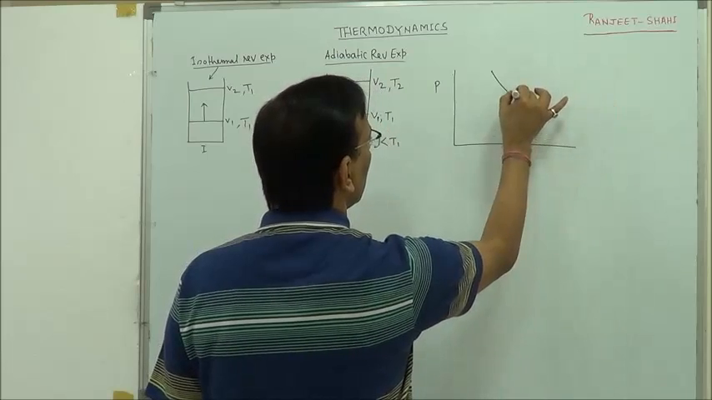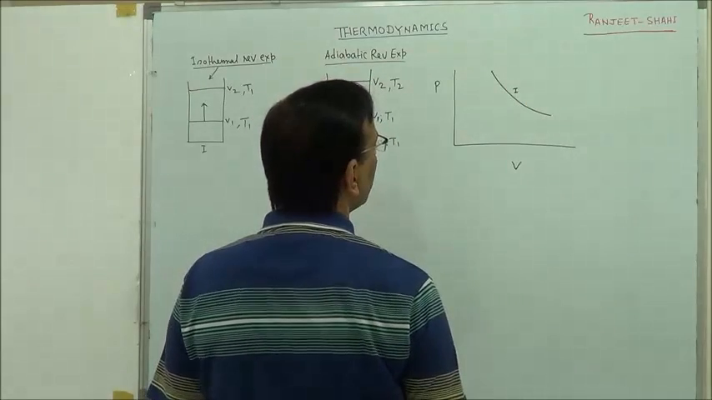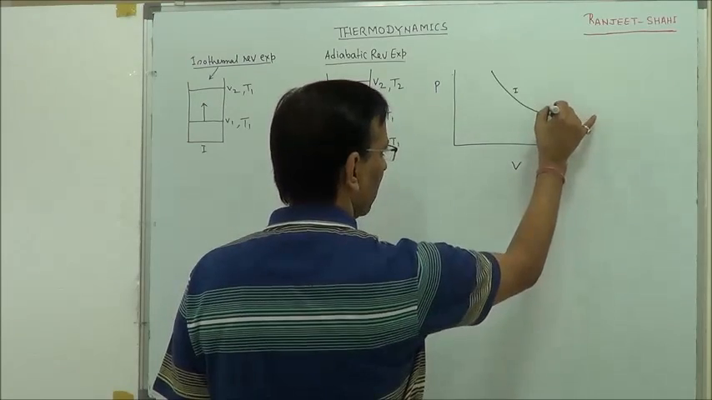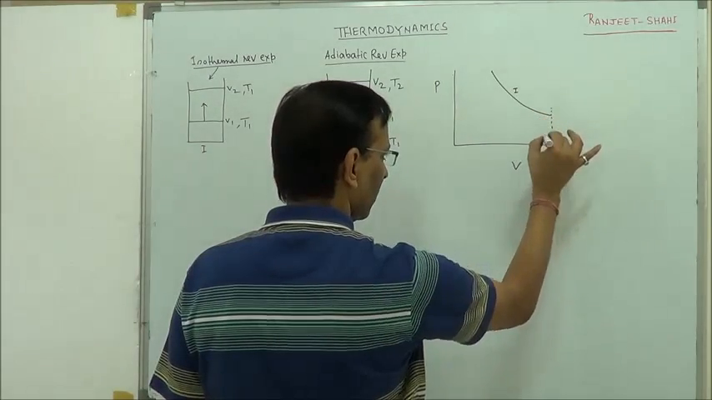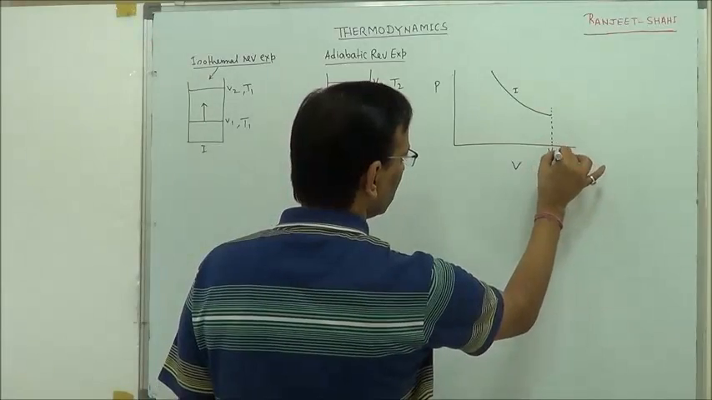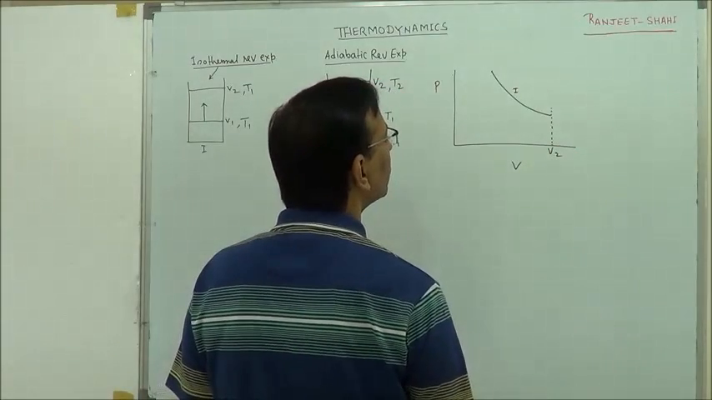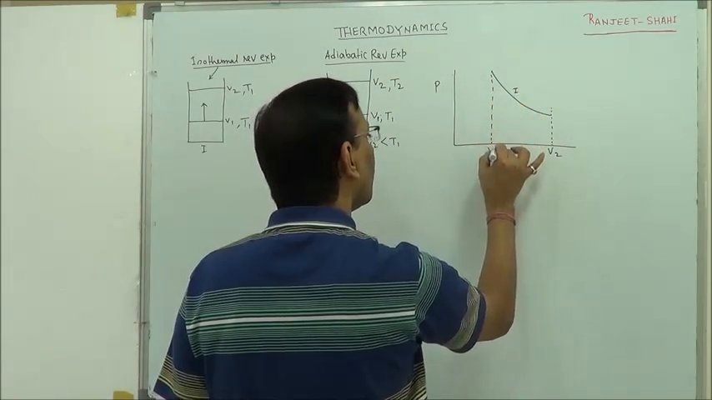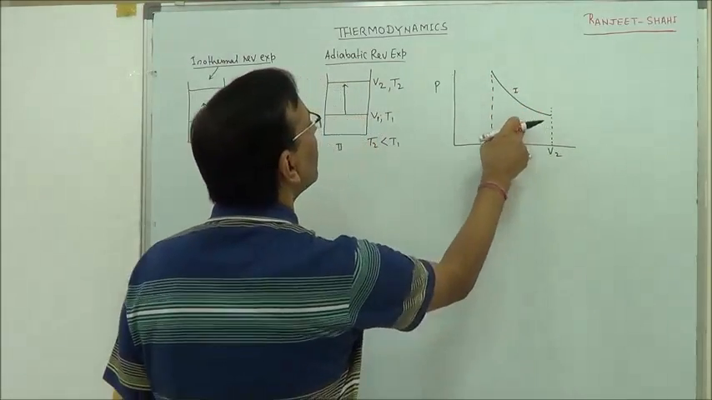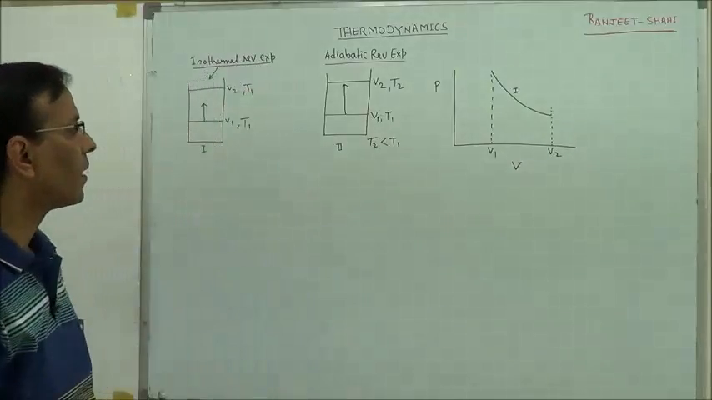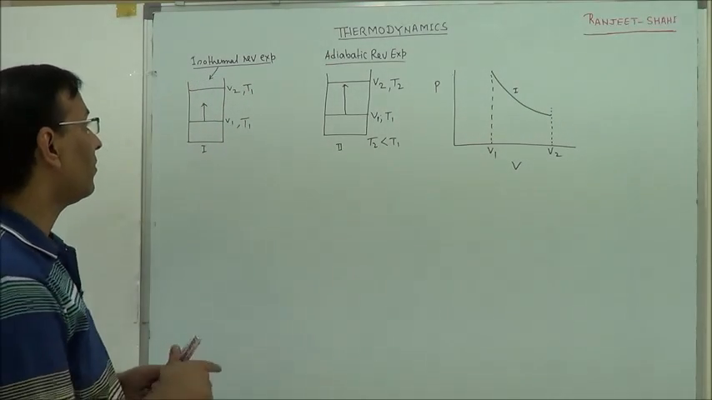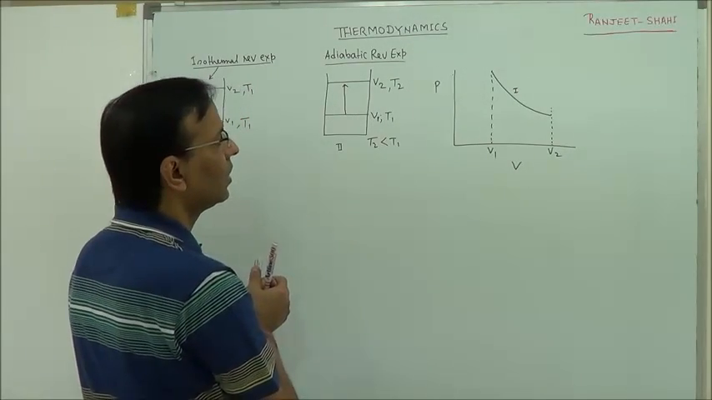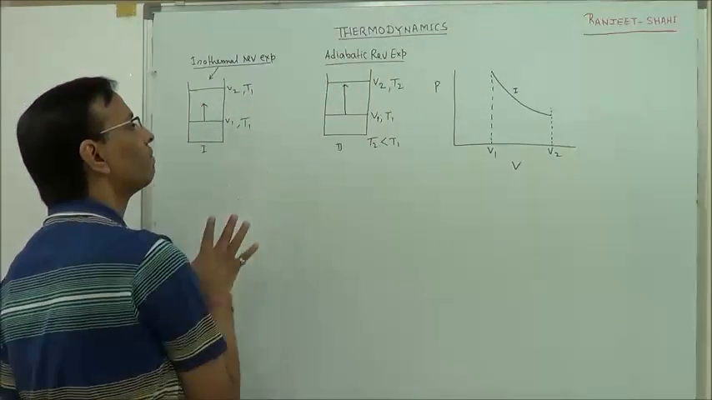This is the PV diagram for the first, isothermal process. This is V2 and this is V1, and the area under the curve is the work done. In case of the adiabatic process, T2 is less than T1.